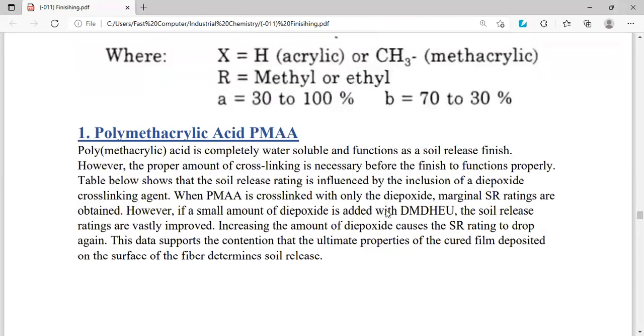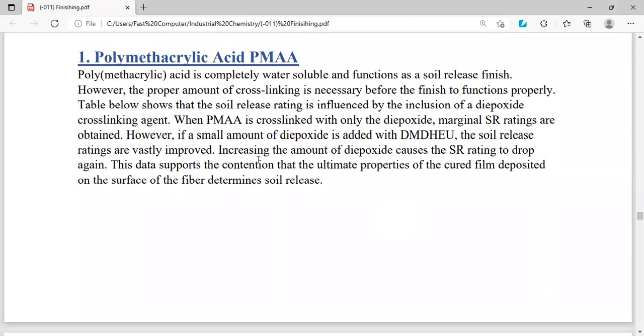Now we will discuss polymethacrylic acid, PMAA. Polymethacrylic acid is completely water soluble and functions as a soil release finish. However, the proper amount of cross-linking is necessary for the finish to function properly.